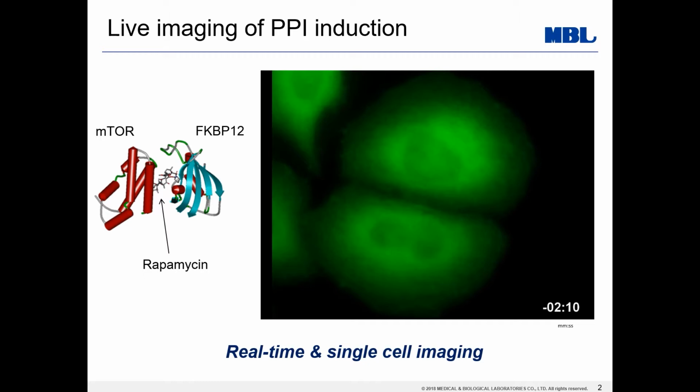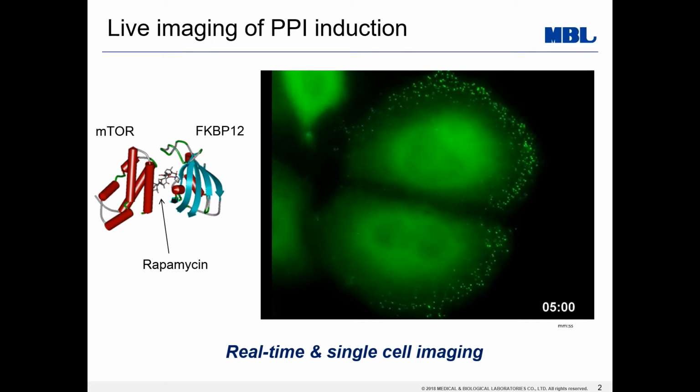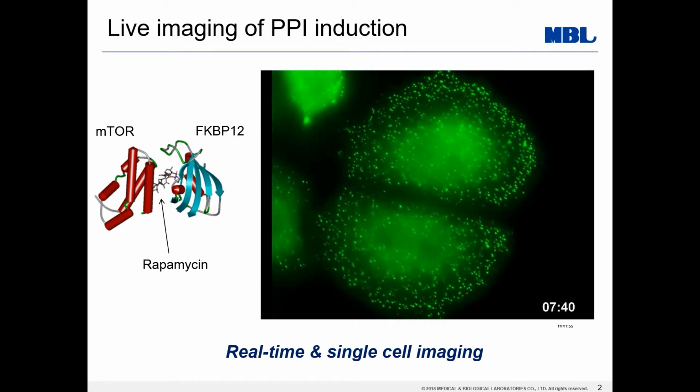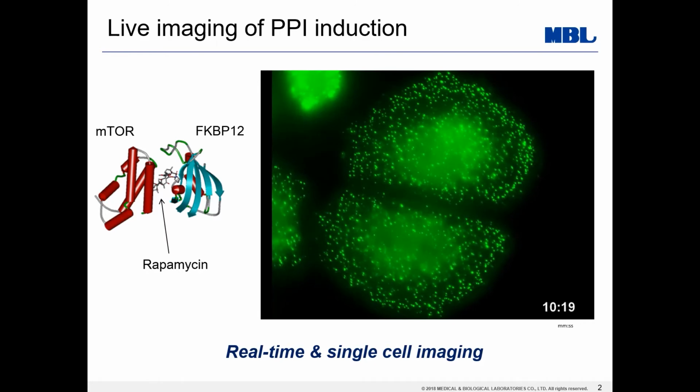The time scale shown in the bottom is minute and second. As you can see, fluorescent punctum are gradually formed after exposure to rapamycin. Then how does this technology work?